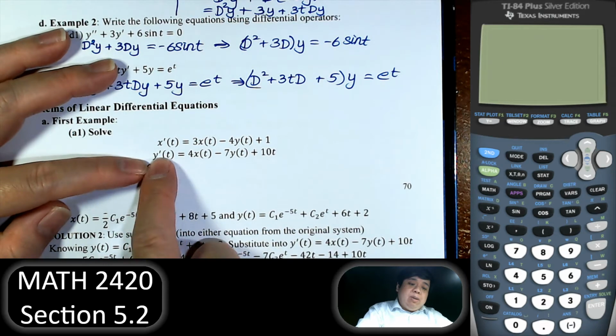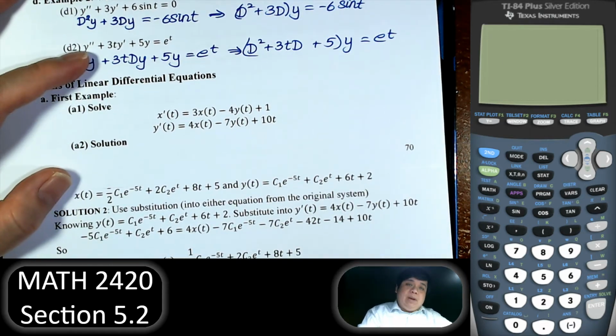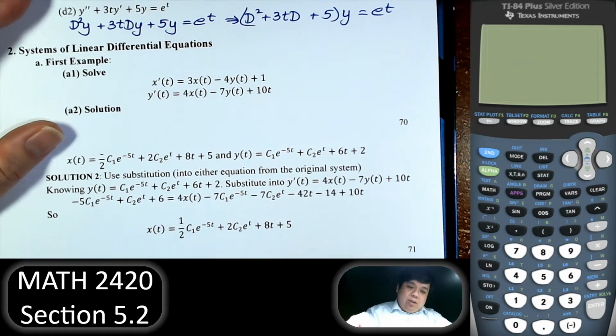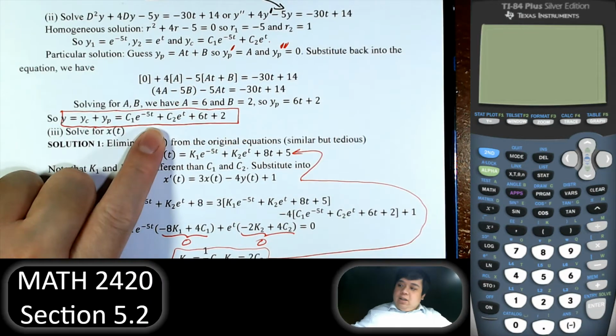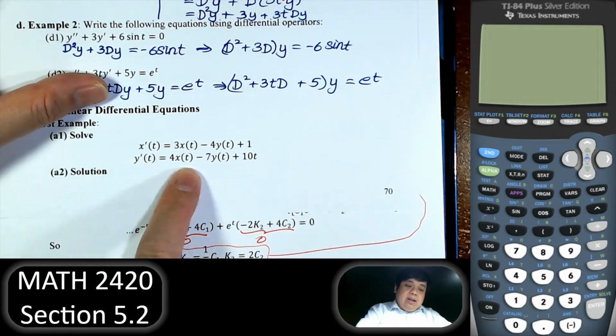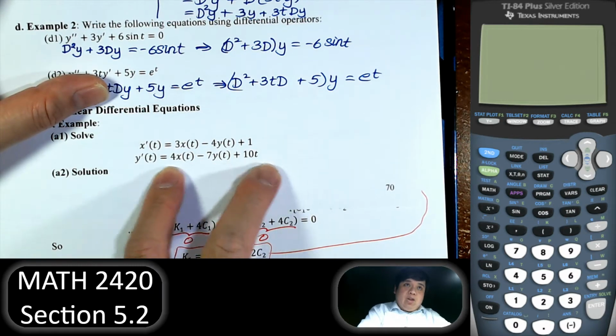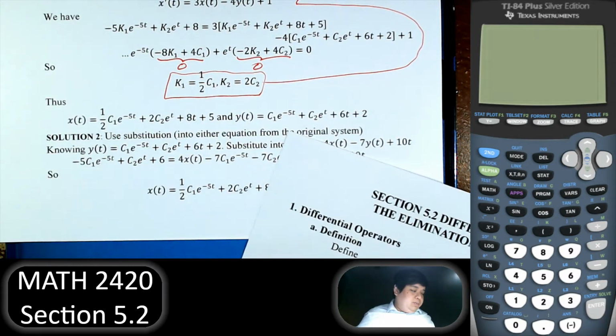But if we substitute in here, we just solve for x, and we have the same thing. Once again, take y, which is this function, take the derivative, and then put it and the function into this equation, and we solve for x of t is equal to that.